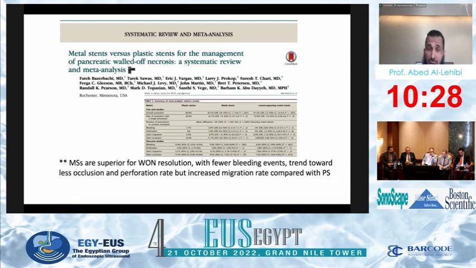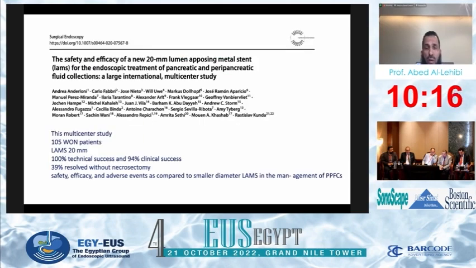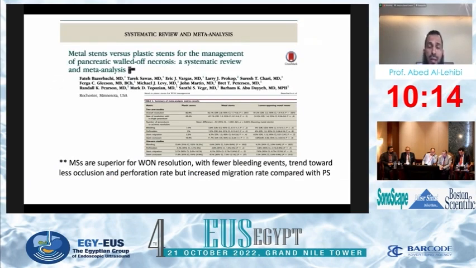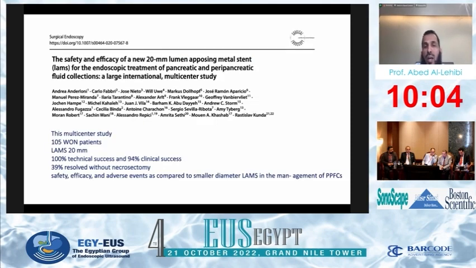But we have another systematic review and meta-analysis from Mayo Clinic. As you see, they prefer the metallic stent for many reasons: less occlusion, fewer perforations, but the migration is very high. So we have a lot of debate about using the metallic stent, but the guidelines for walled-off necrosis nowadays prefer the metallic stent for doing more necrosectomy and preventing more complications.